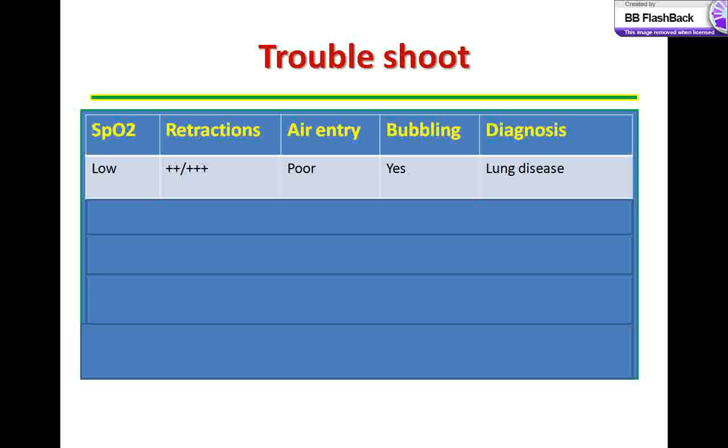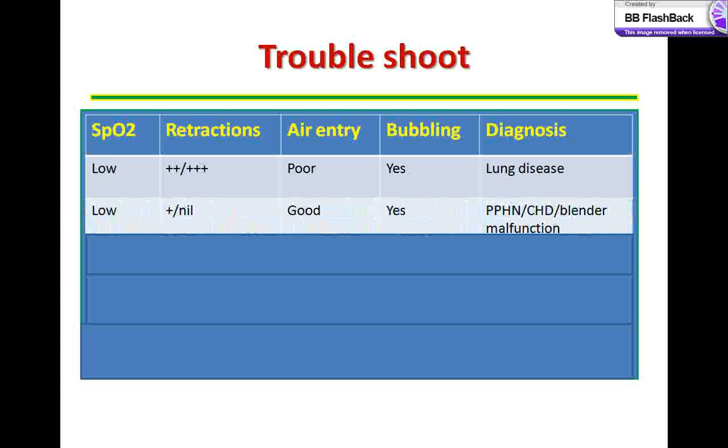Assessing the saturations, retractions, auscultating for air entry, and bubbling in the bubble chamber are the 4 important criteria which would help us in identifying and rectifying the problems while the baby is on CPAP. If a baby has low saturations, has moderate to severe retractions, air entry is poor on auscultation, but bubbling is good, most likely we are dealing with increasing lung disease, and this would mandate increasing pressure on the CPAP.